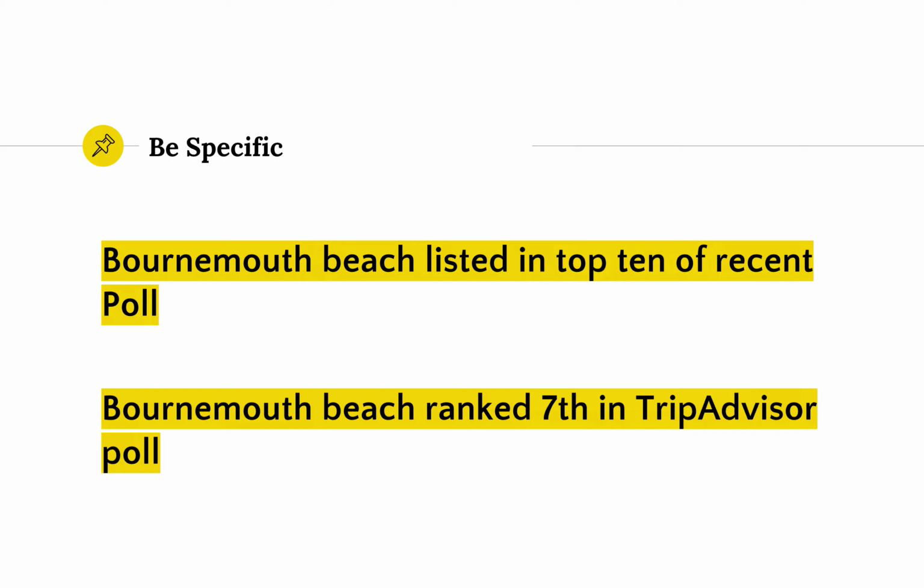The first, Bournemouth Beach listed in top 10 of recent poll, gives a rough summary of the story, but it's lacking some key detail. The second, Bournemouth Beach ranked 7th in TripAdvisor poll, is more descriptive, telling the reader which poll and where the beach ranked, and it does it in fewer words.